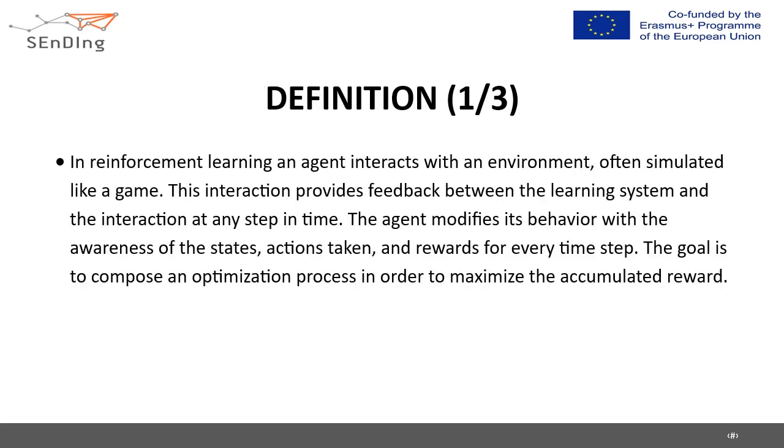In reinforcement learning, an agent interacts with an environment, often simulated like a game. This interaction provides feedback between the learning system and the interaction at any step in time. The agent modifies its behavior with the awareness of the states, actions taken, and rewards for every time step. The goal is to compose an optimization process in order to maximize the accumulated reward.